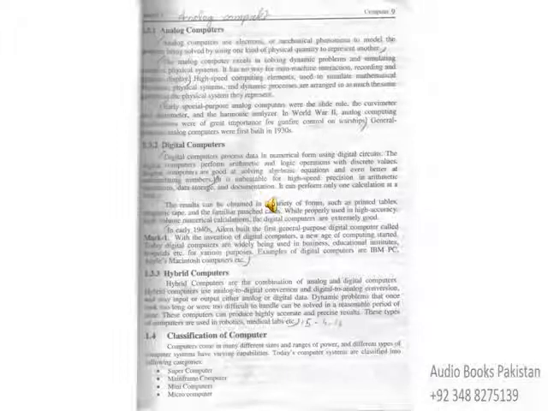1.4 Classification of computer. Computers come in many different sizes and ranges of power, and different types of computer systems have varying capabilities. Today's computer systems are classified into following categories: supercomputer, mainframe computer, mini computers, microcomputer.